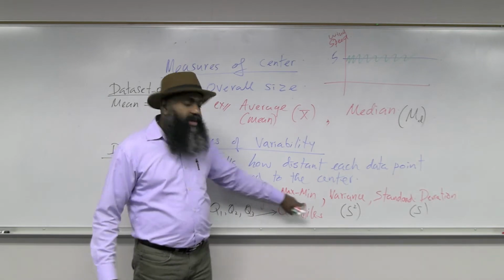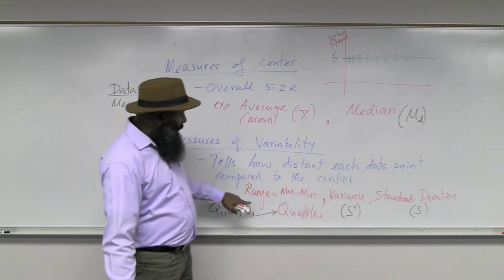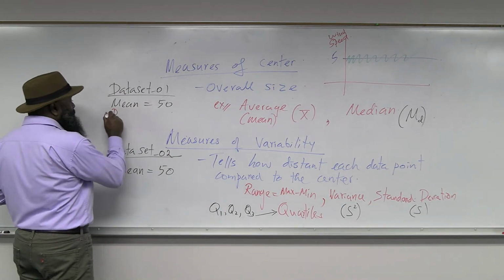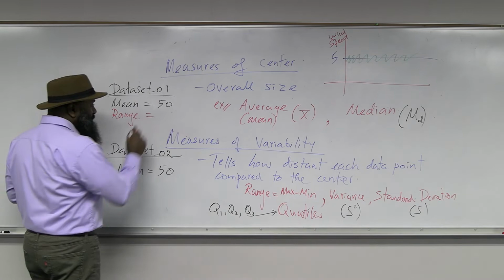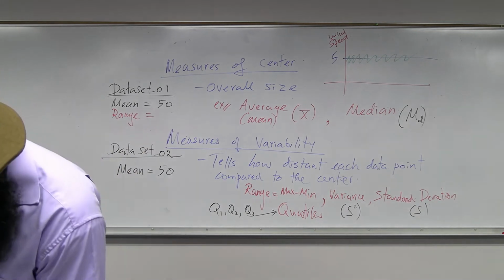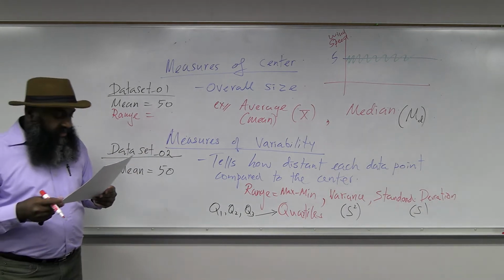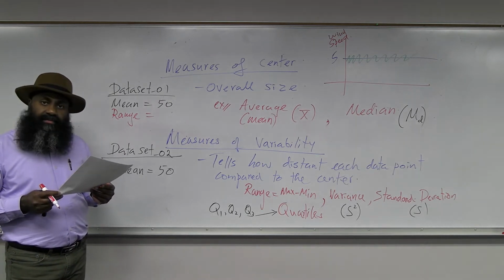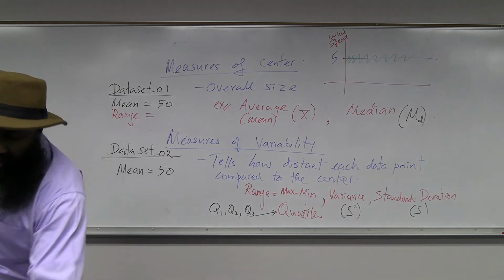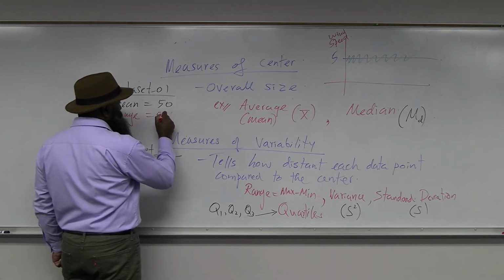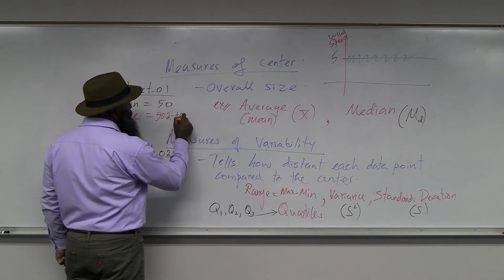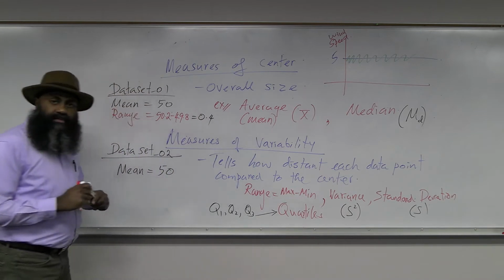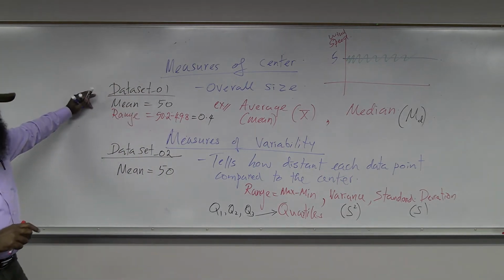We know the maximum and we know the minimum, and then we can take the difference and calculate range. So let's calculate range for the first data set and range for the second data set. So what's the range for the first data set? What's the maximum for the first data set? I think the maximum is 50.2 and the minimum is 49.8. So the range should be 50.2 minus 49.8, which simplifies to 0.4. That's the range for the first data set.